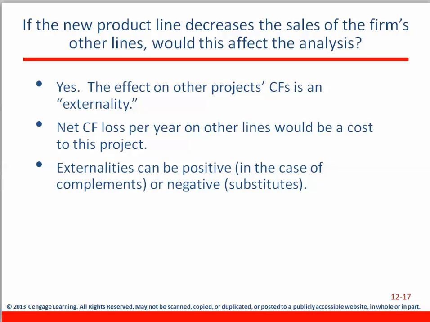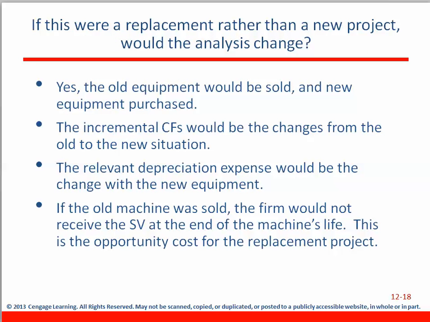If the new product line decreases the sales of the firm's other lines, this is an example of an externality that I was talking about, like with our campus, and so we want to include that as a negative cash flow in the project. Externalities can be positive in the case of complements or negative in the case of substitutes. Replacement is like an expansion of this analysis, and I will do an example of a replacement problem separately. So I'll wait and talk about that then.